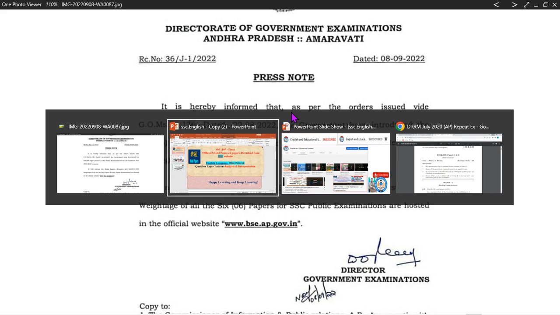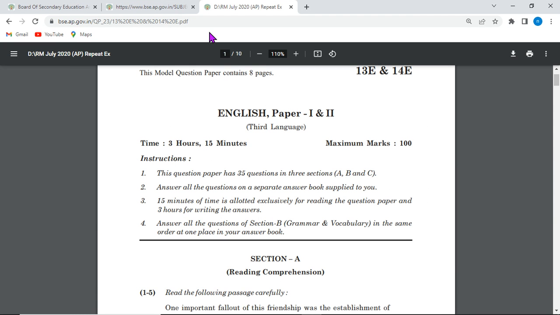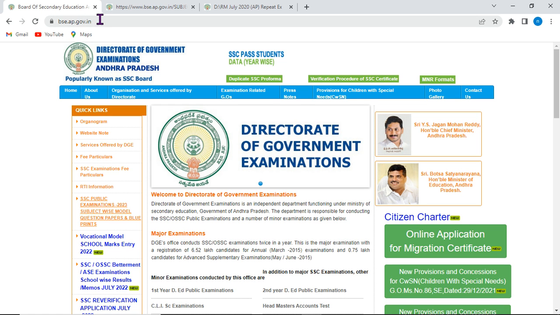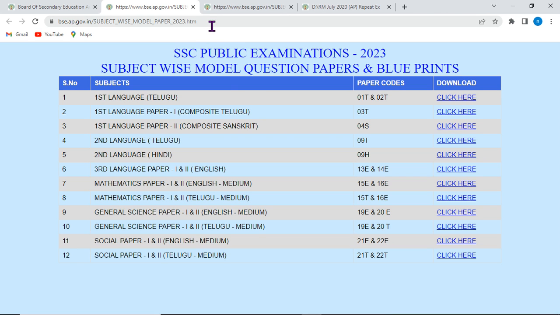Now let us look at the website and discuss how to download the papers. So please go to bsc.ap.gov.in and go to SSC Public Examinations 2023 subject wise model paper and question paper and blueprints. Once you click on this, it will take us to the next web page, and it will direct us to download all the model papers from first language Telugu to social paper 1 and paper 2, which is now clubbed as one paper, and you can click on this link and download them easily.